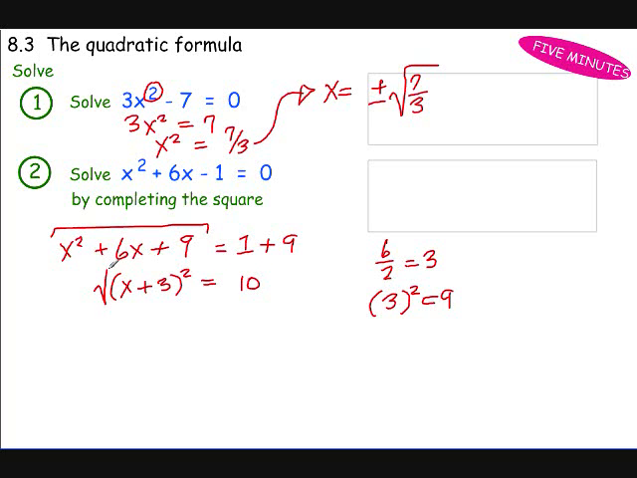I'm going to take the square root of both sides. As long as I do the same thing to both sides, I'm good. And when I do that, I remember to do plus or minus. The power of 2 and the square root are opposite operations. They cancel each other out, leaving us with what's inside the parentheses.